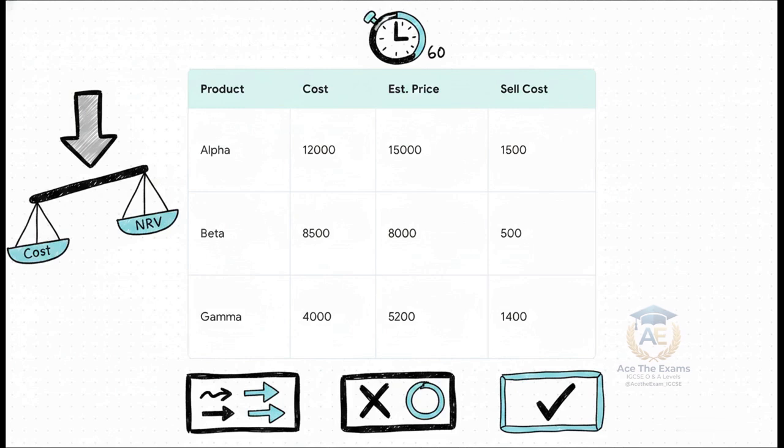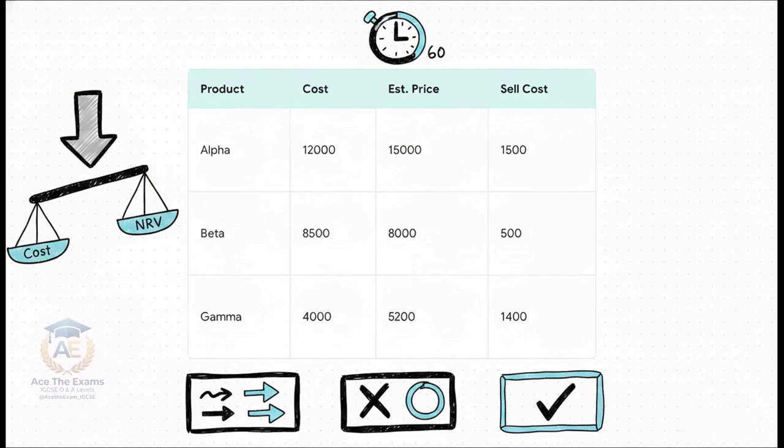Let's extract and interpret. For alpha units, the estimated selling price is $15,000, but we have selling costs of $1,500. So NRV is $15,000 minus $1,500, which gives us $13,500. The historical cost is $12,000, which is lower, the cost. So alpha is valued at $12,000.